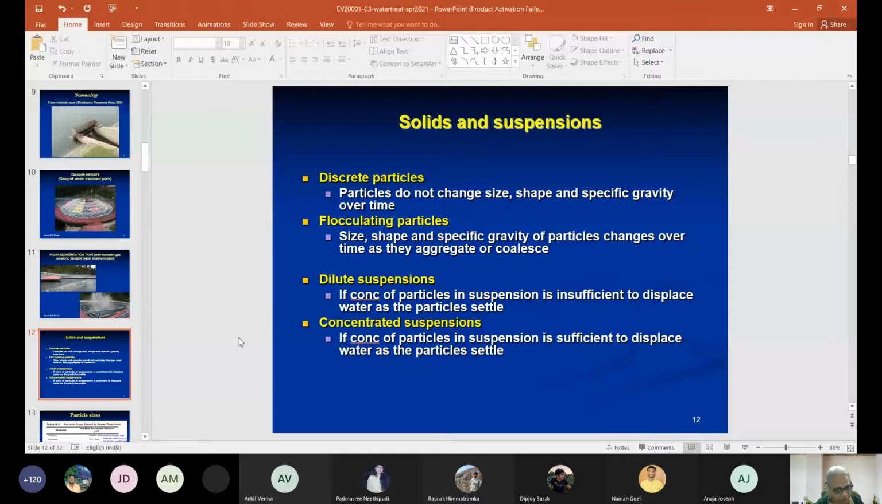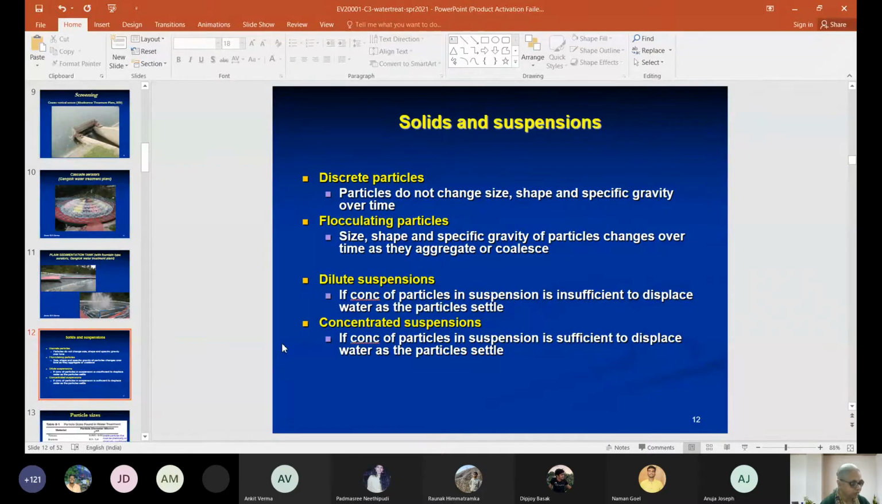And on the other hand, we have concentrated suspensions, where as the particles settle, they create a layer at the bottom. There is a sufficient amount of particles in the water to create a thick enough layer at the bottom after they settle. And those are called concentrated suspensions. Now imagine what the examples are. The best example, the one that you can test for yourself, is take a cup of tea or milk and add some lemon to it. What will you get? You'll find particles aggregating and settling to the bottom.